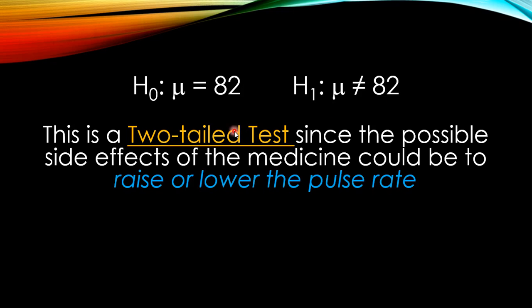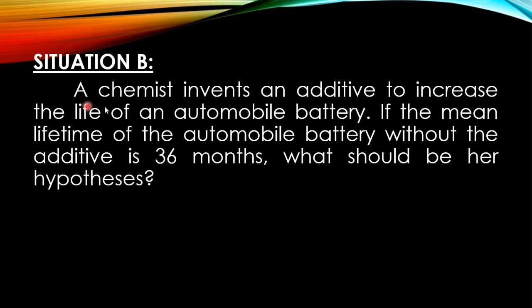Okay? So sa two-tailed test, ganito ang mapapansin ninyo. Sa null hypothesis natin, it's equal, while sa alternative hypothesis, it's not equal. Hindi niya sinabi kung tataas, mag-increase, or magde-decrease. Sinabi niya lang, not equal. That's why it's called two-tailed test. Okay, another example, situation B.